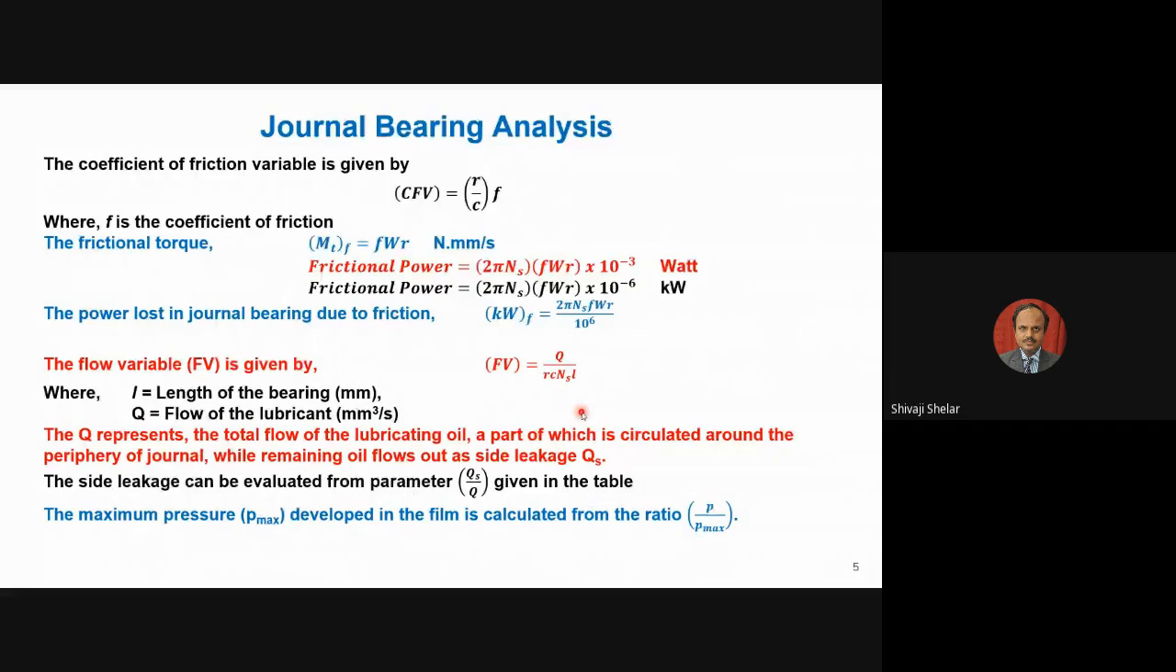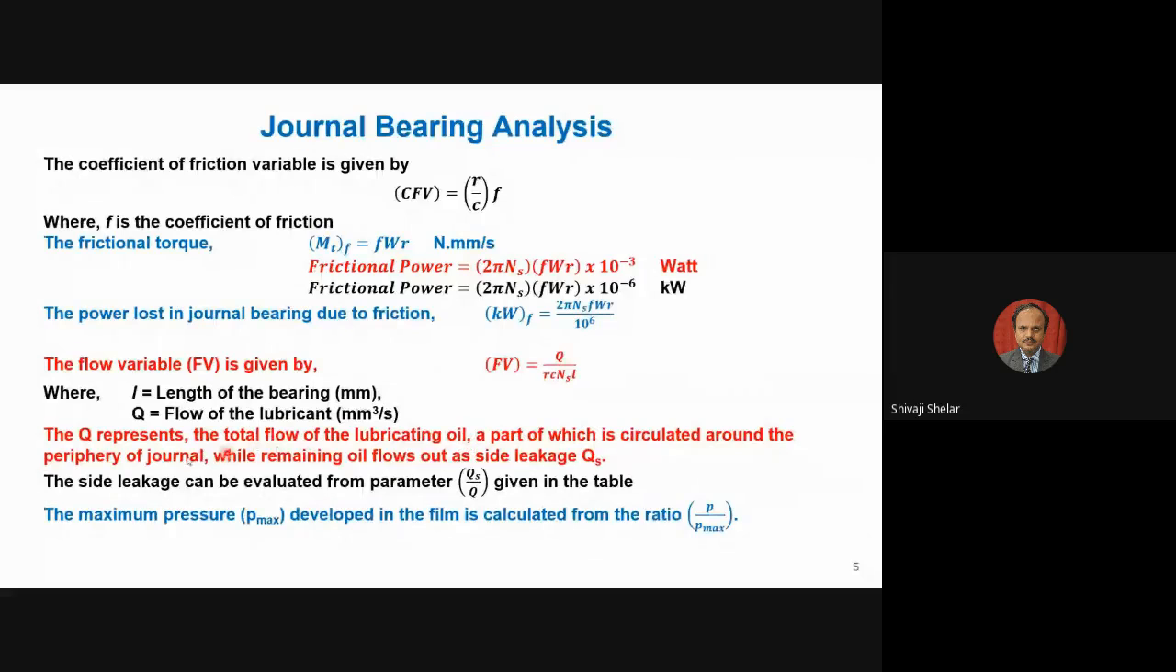There is a chance that if your bearing length is short, this fluid may flow along the axial direction. So there will be side leakage. When the flow is happening in the axial direction, it is called side leakage. So the next line I am writing here, the Q represents the total flow of the lubricating oil.